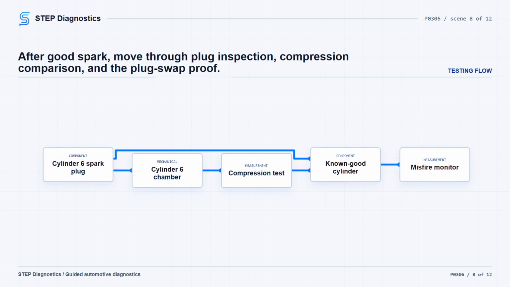If compression is within specification, exchange the cylinder 6 spark plug with a known good cylinder, or replace the plug if access makes swapping impractical. Start the engine and watch the misfire monitor. If the misfire follows the plug, replace the plug. If the plug was replaced and the misfire is gone, the repair is complete pending verification.